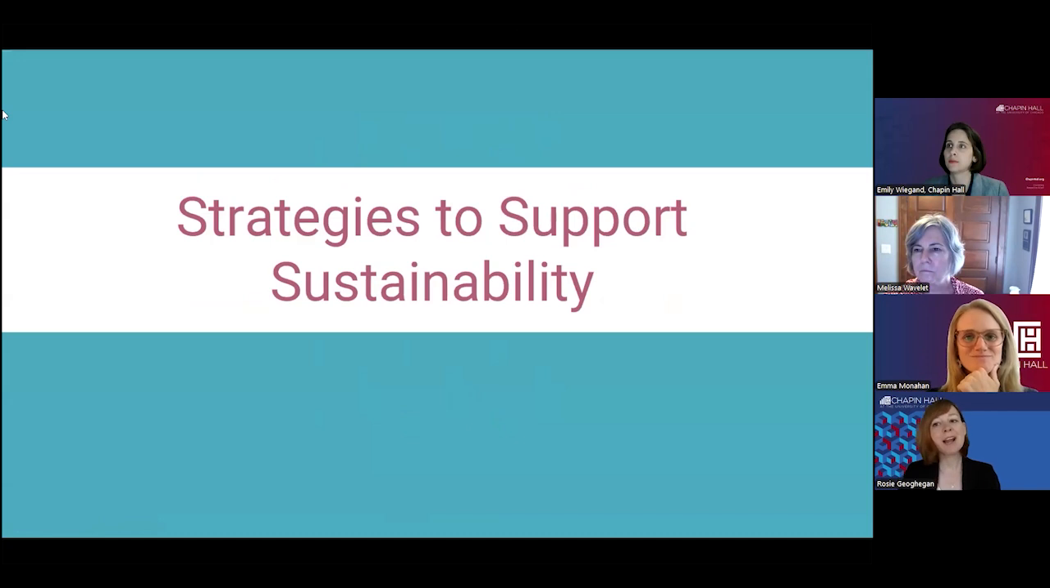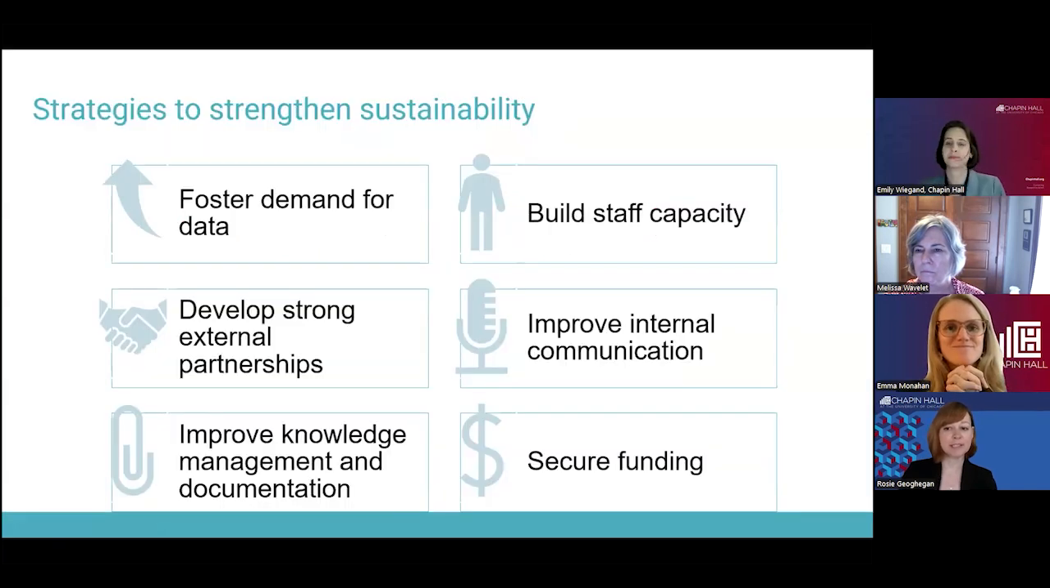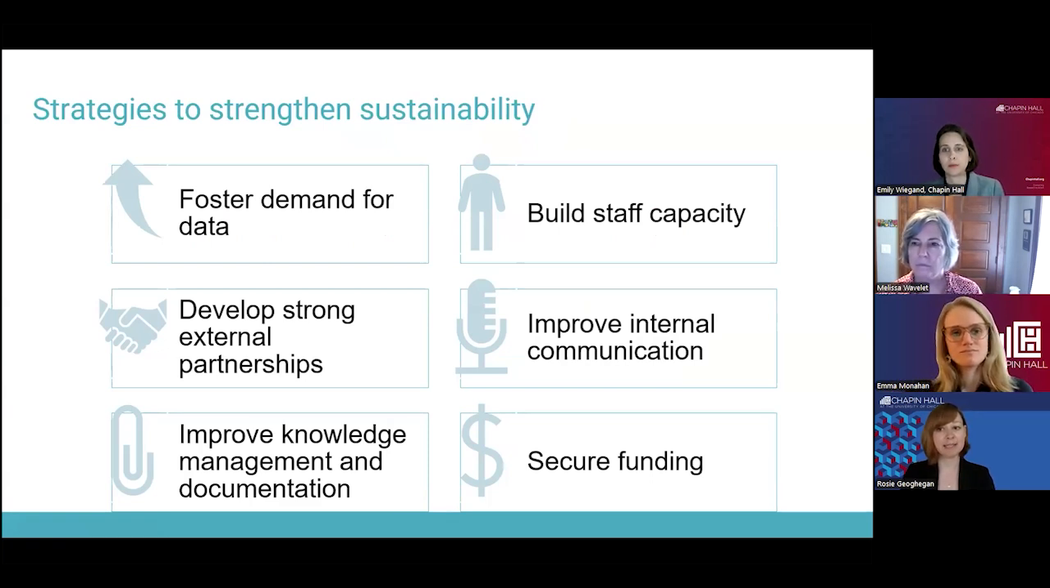Great, thank you, Emily. So the strategies that we heard about in our conversations with state agencies and their partners fall into 6 main areas of focus. Next slide, please. The first is fostering demand for data. So this is really about how to garner support from different levels of leadership. Next, we have developing strong external partnerships. This can be really helpful when an agency doesn't have the in-house capacity to conduct data analyses. Sometimes they can outsource that to an external partner.